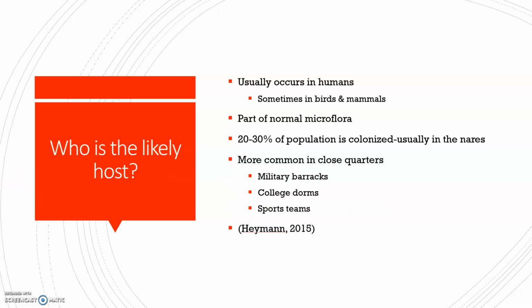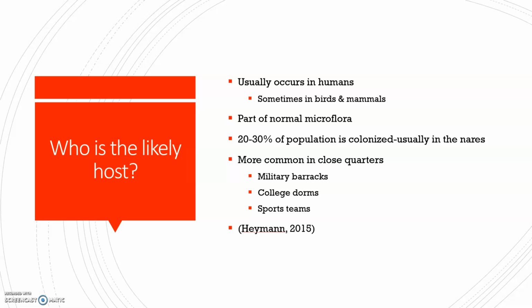Who is the likely host? It usually occurs in humans. It sometimes can occur in birds and mammals. Cattle can get it, like mastitis in dairy cows. And if they get it, that can be detrimental to the dairy industry. But it's usually found in humans, and it is a part of our normal microflora.